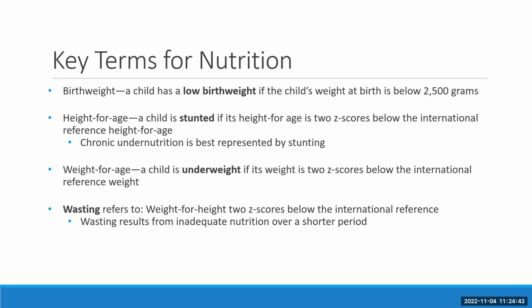A child who is underweight is measured by weight for age. So their weight is 2 Z-scores below the international reference for weight for that age group. And then wasting is weight for height. So this is kind of like a very skinny child. This would be identified by someone who is kind of skin and bones for their height.